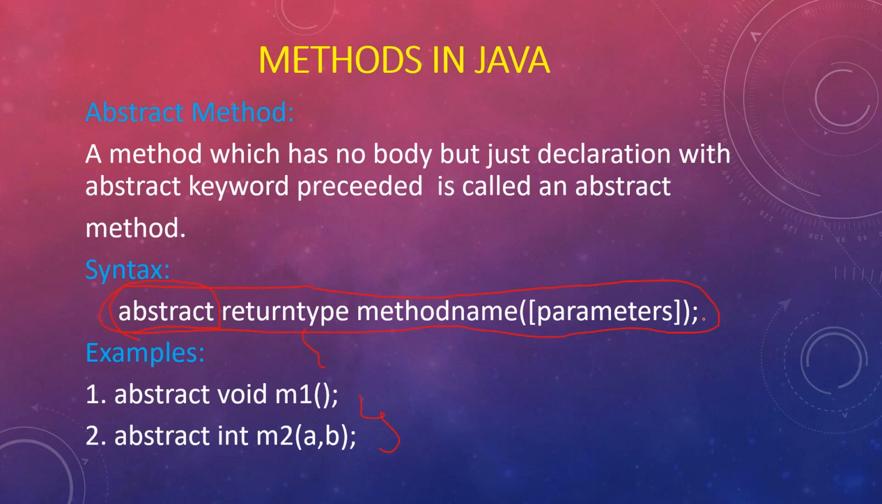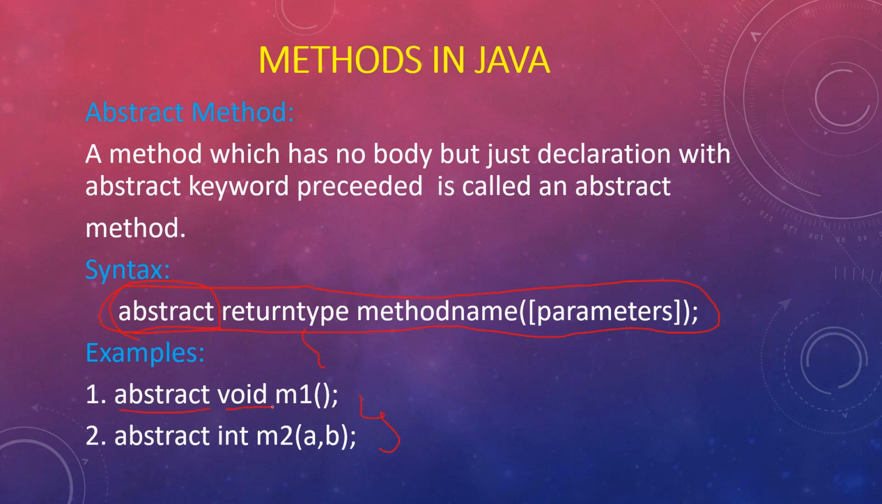Parameters are optional. Semicolon is mandatory at the end of the method. This is called declaring a method. The name and the entire thing, we are declaring a method. Examples I have given. How to write abstract methods. Examples I have given.